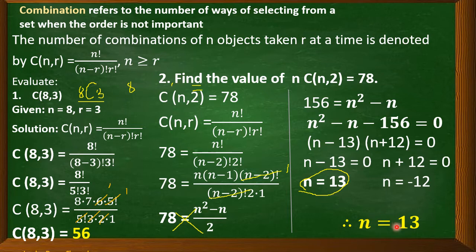Once we check this, if n is equal to 13, taking 2 at a time, then we will have a combination value of 78. So n is equal to 13 is correct.